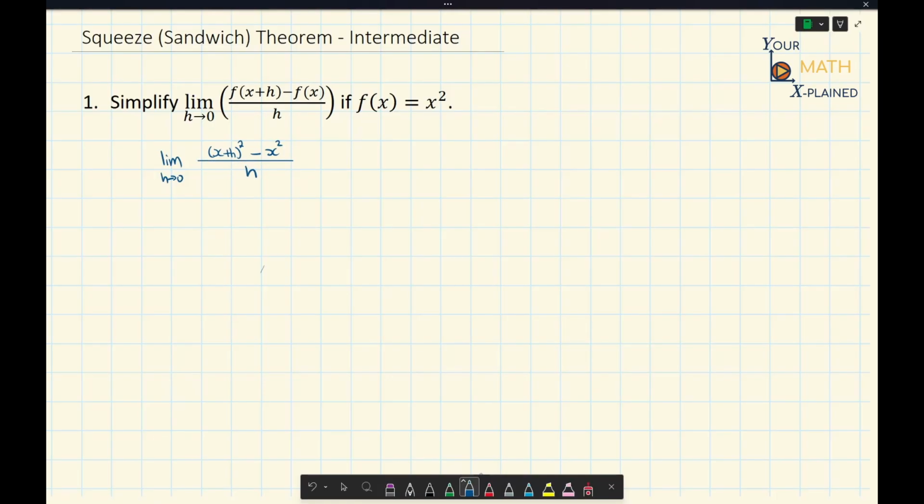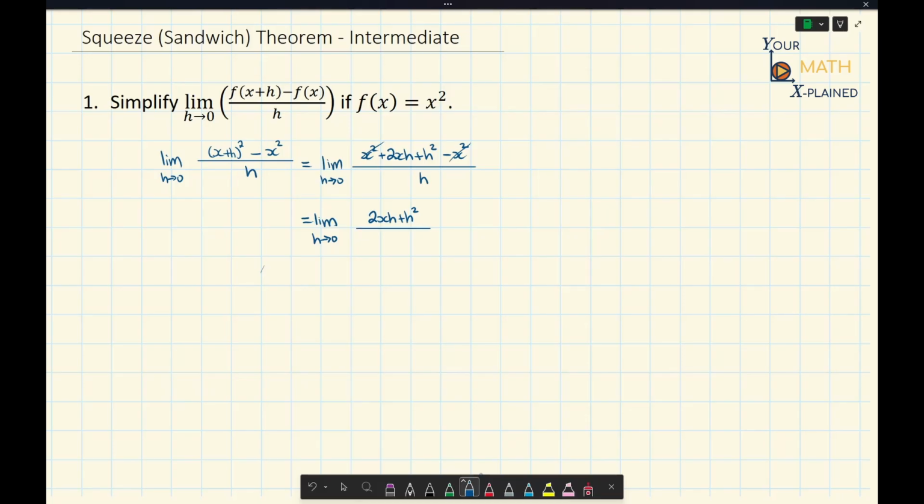And now we're just going to do a little bit of expansion. So this is equal to the limit as h approaches 0, and then we're going to expand our x plus h squared. So that's going to be x squared plus 2xh plus h squared. And then we copy down the rest, which is minus x squared over h. Now notice how we have an x squared minus an x squared. So then they get canceled out, which means we're left with the limit as h approaches 0 of, our numerator is now going to be 2xh plus h squared.